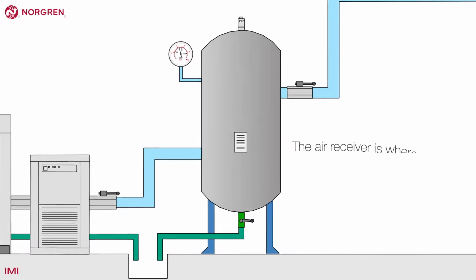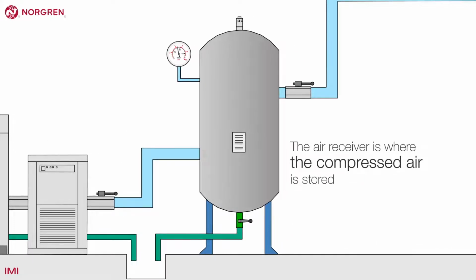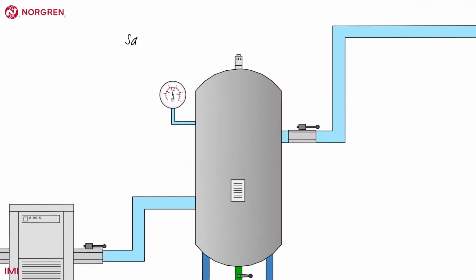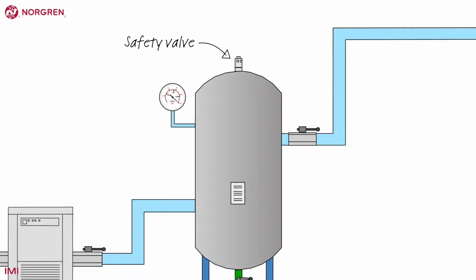The air receiver is where the compressed air is stored. Think of it as a battery. It's where the energy is stored. The safety valve will release air if the pressure rises above the set pressure, for example, 10 bar. The pressure gauge displays the pressure inside the tank.